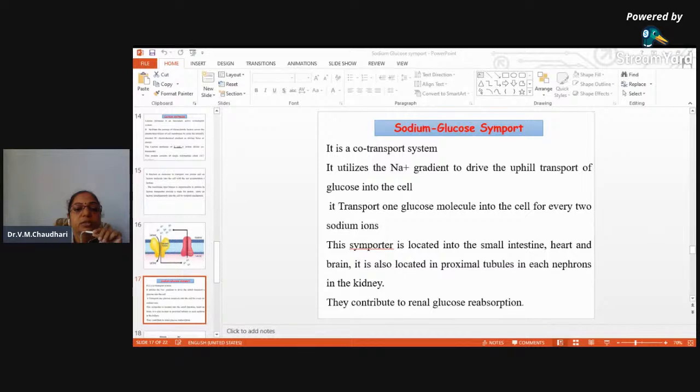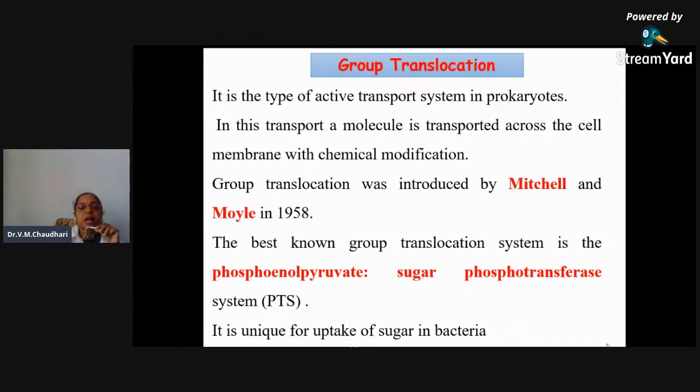So our next topic is group translocation. So what is group translocation? It is a type of active transport system in prokaryotes. Group translocation is a type of active transport system. It transports molecules across the cell membrane with chemical modification.